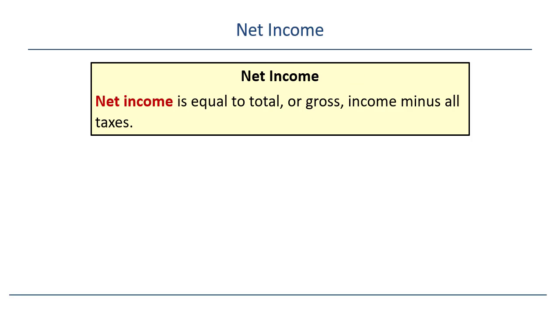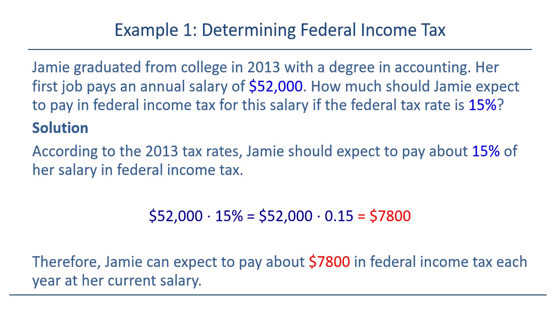So your net income is simply your total, or gross, money that you make minus all taxes, right? So that's what you have to work with, right? You can't work with your gross income because the first thing you've got to do is pay Uncle Sam. So here's a simple example.